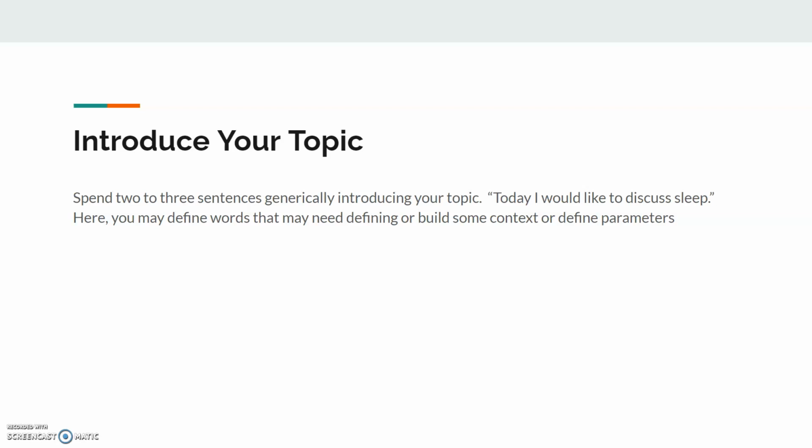So spend 2 to 3 sentences generically introducing your topic without giving too much away. You don't start your speech off in this section. This is where you define parameters, or you define words that need defining. So like after you give your attention grabber, you can say something like, today I'd like to discuss sleep, and then you might define it or give context depending on what your topic is. Okay, so that's your second.